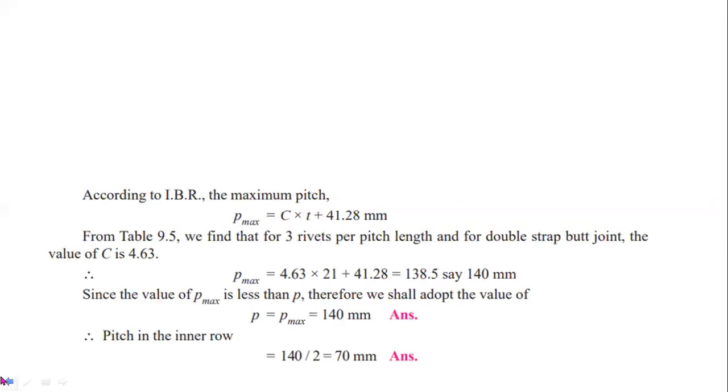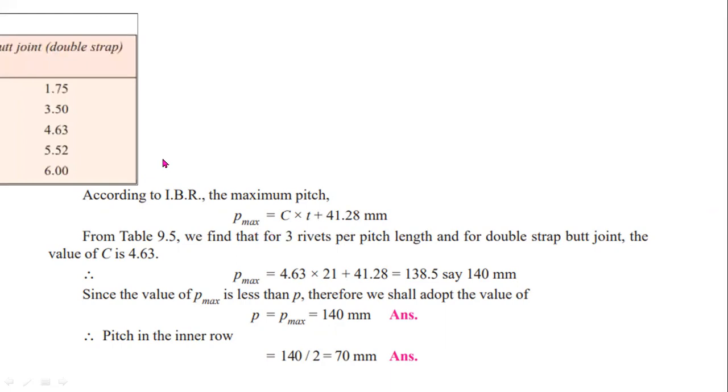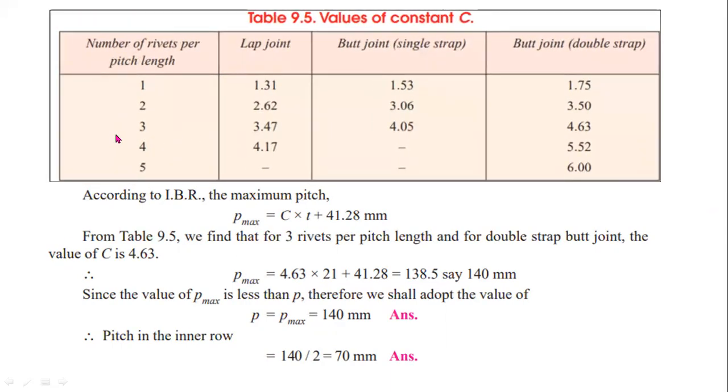For determining the maximum pitch of the rivets, you have to use this formula: maximum pitch equal to c into t plus 41.28 mm. From this table, you have to consider this constant value c. For triple riveted double strap butt joints, you have to consider 4.63. So the maximum pitch is 140 mm.